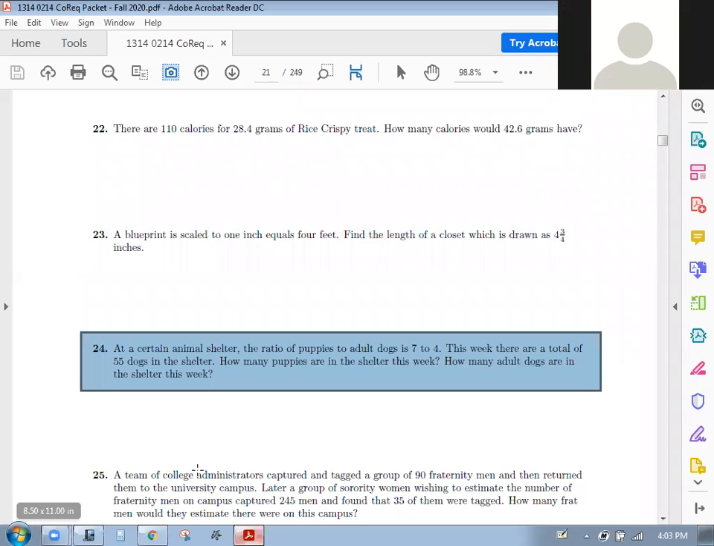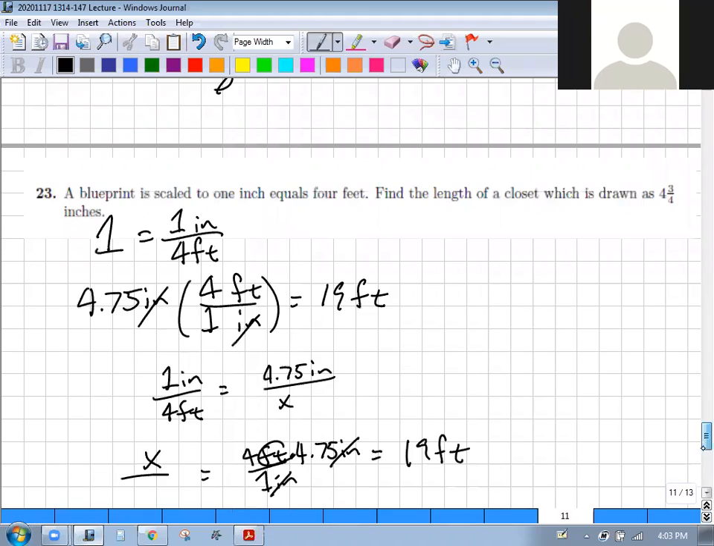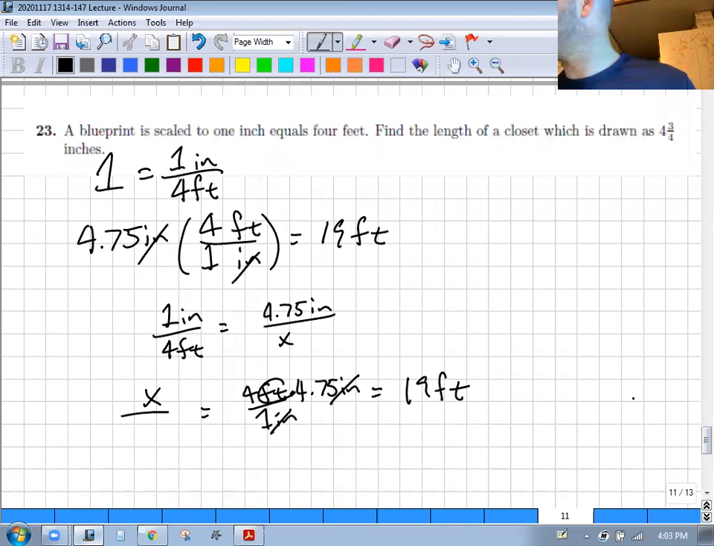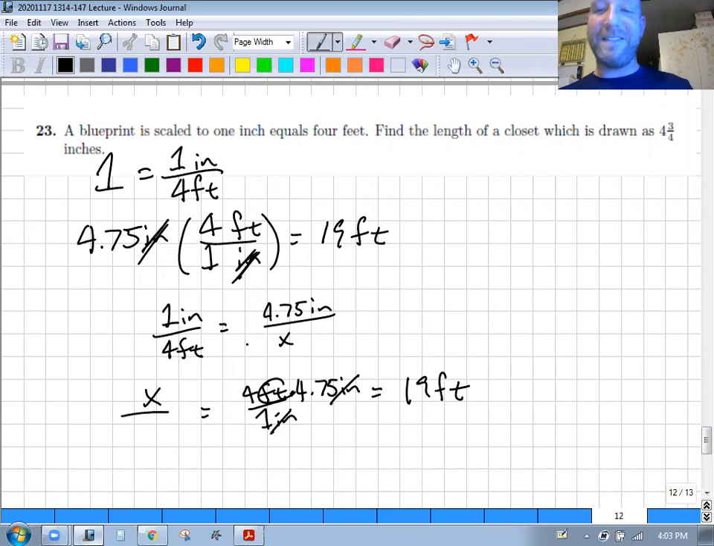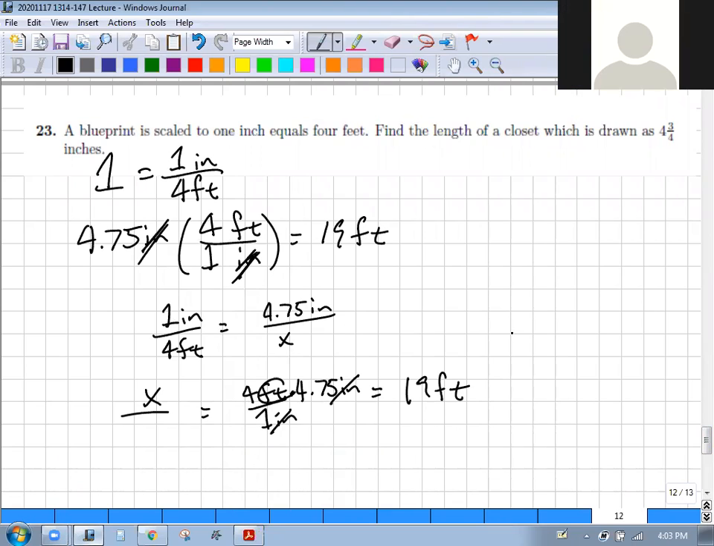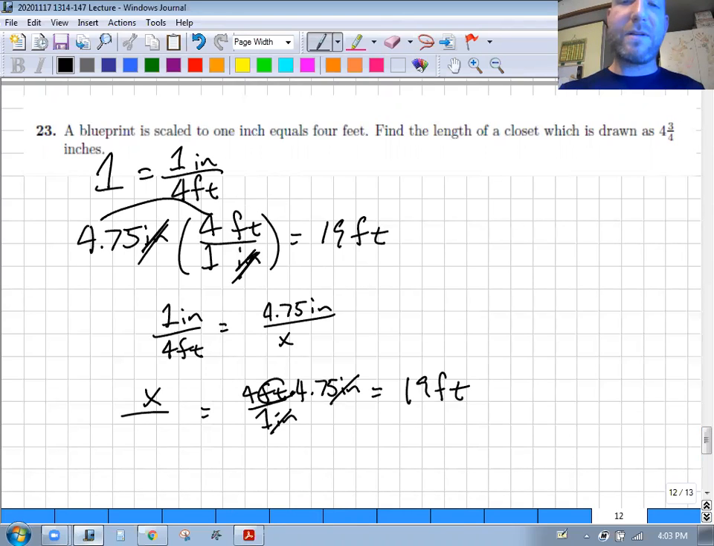Wait, I have a question about that. So you get 19 feet, right? But how can you multiply feet with inches? You said it was 19 feet, so you multiply 4.75 with 4. Oh, you took away the inches. I'm sorry, never mind. Yeah, the inches cancel out. That's all right. So that's why you multiply, right? So you don't have to convert the feet.